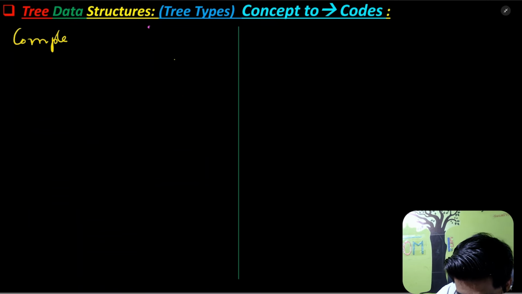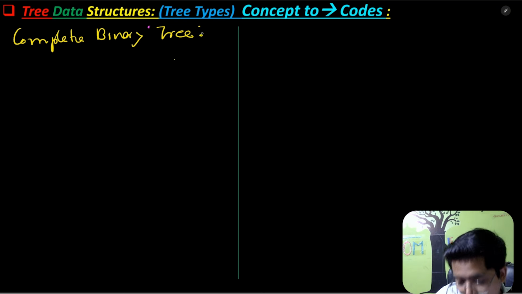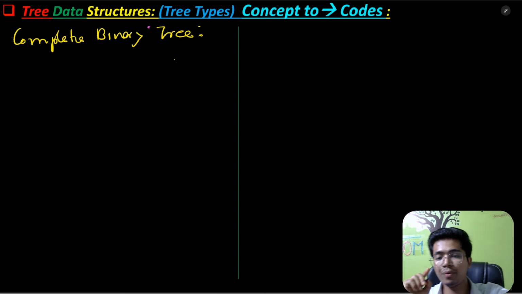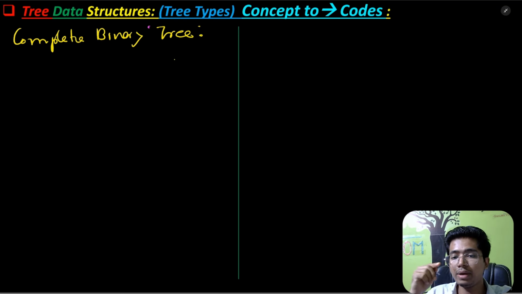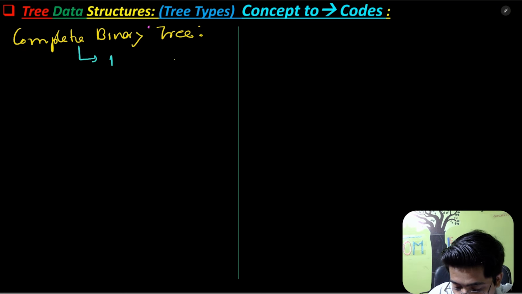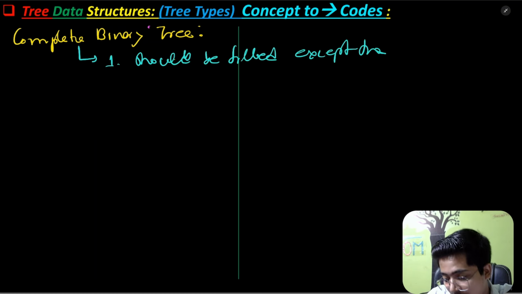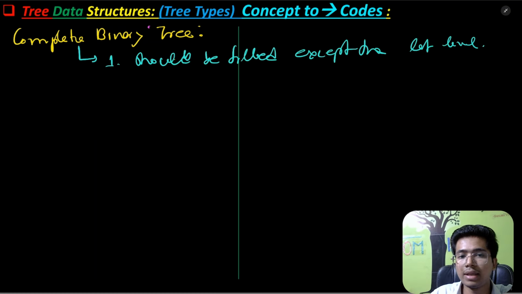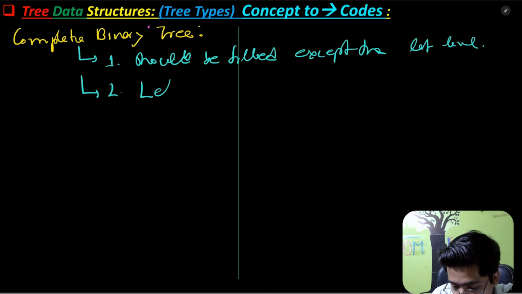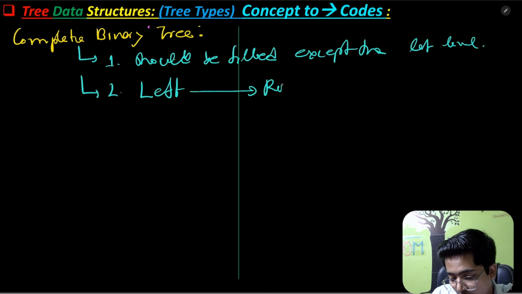Complete binary tree. The first condition of a complete binary tree is that it should be filled except the last level. That was the number one criterion. And the second criterion was that it should be filled from the left to the right side. That means the element insertion should be from left to right side.